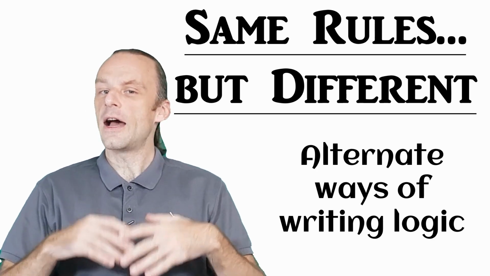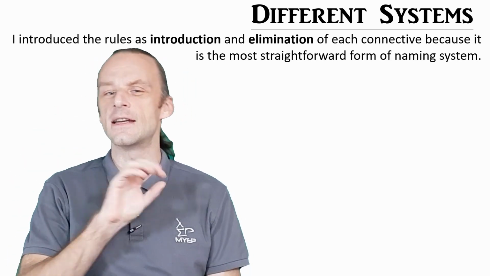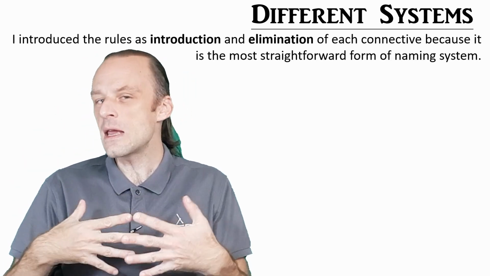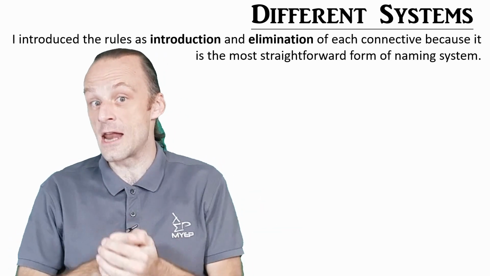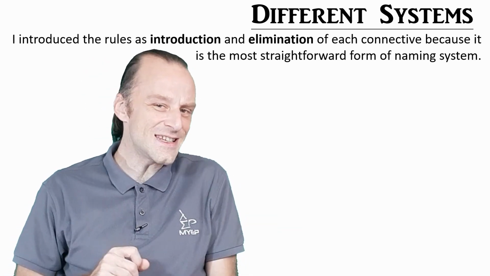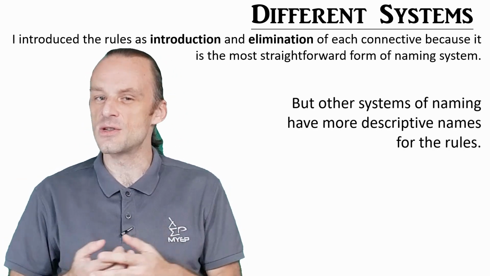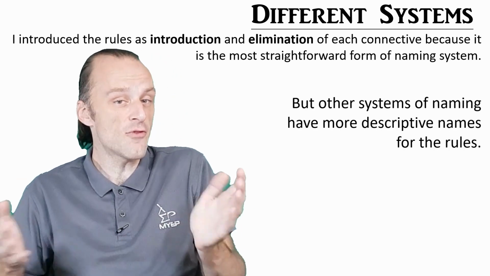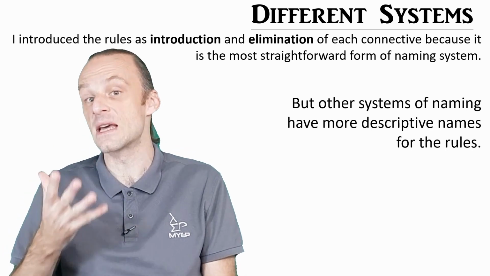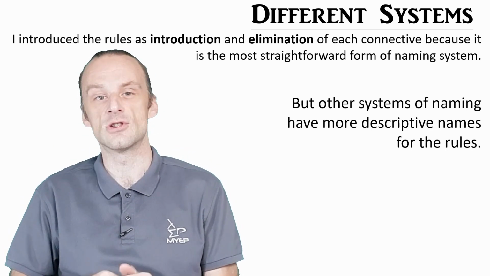In part 4, I introduced the syntactic rules for deriving arguments and I paired them into introduction and elimination rules. For me, this is the most straightforward naming system, but we've already seen that this can sometimes cause confusion. Other names for these rules also exist, and some of them may help you to understand better what these rules are and how to use them.